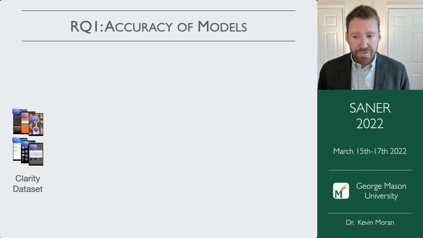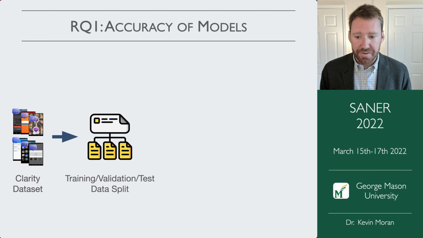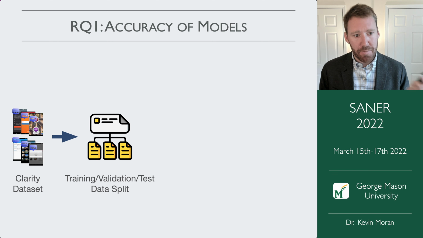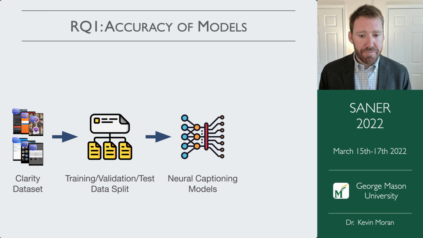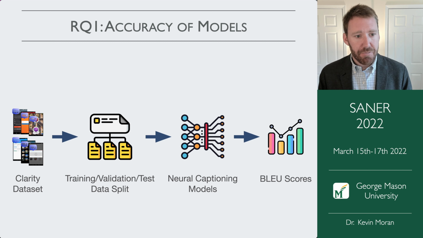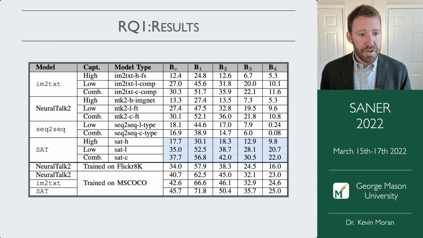So to answer research question one, we took the Clarity dataset. We segmented this into training, validation, and test splits, 80-10-10. We fed these through our trained neural image captioning models, and we essentially calculated the BLEU scores based on the reference ground truth captions. And these are the overall results that we received.